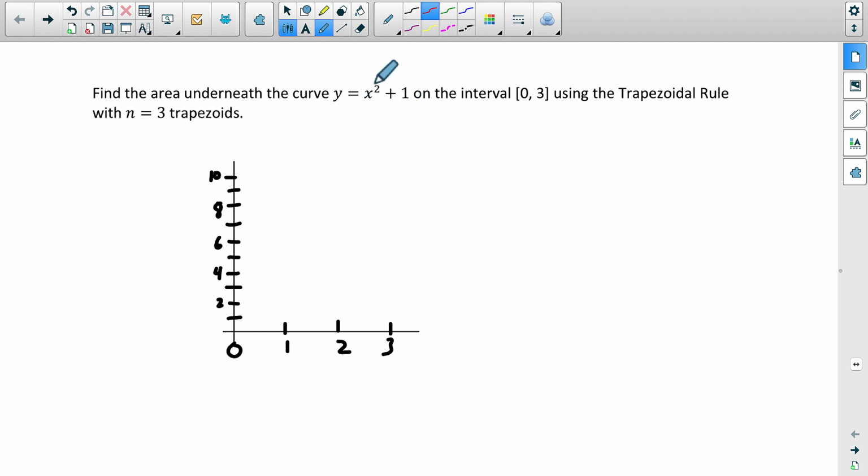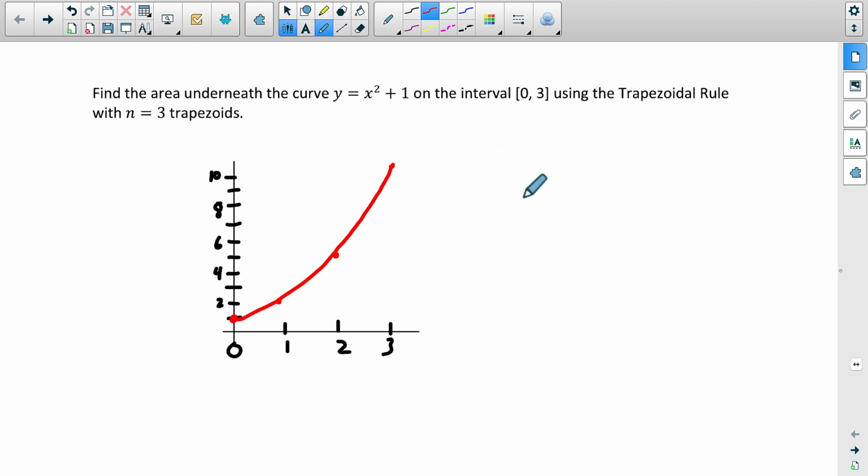Okay, there we go. So let's graph some points here. If we put 0 in, remember 0 squared is 0 plus 1 is 1, so our first point is there. If we put 1 in, 1 squared is 1 plus 1 is 2, so we go there. If we put 2 in, 2 squared is 4 plus 1 is 5, so 2, 5 is a point. And if we put 3 in, 3 squared is 9 plus 1 is 10. So there are our points, and here is our curve.